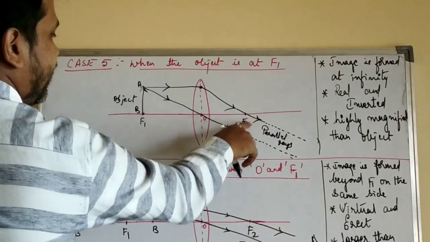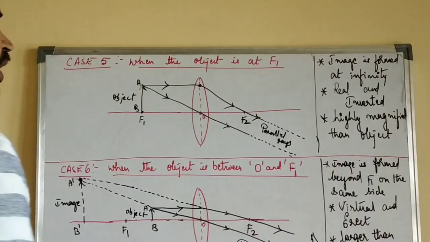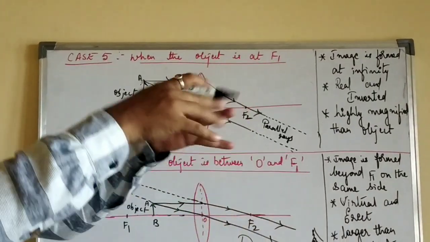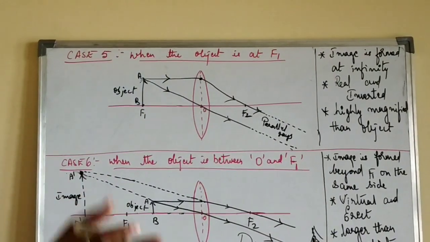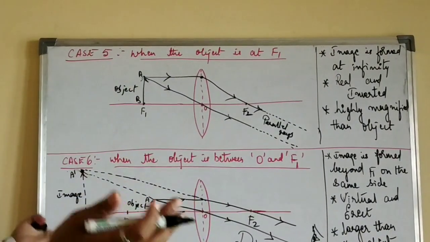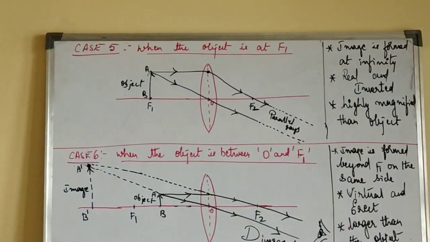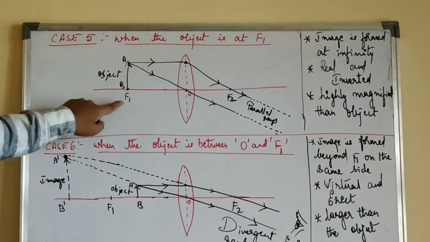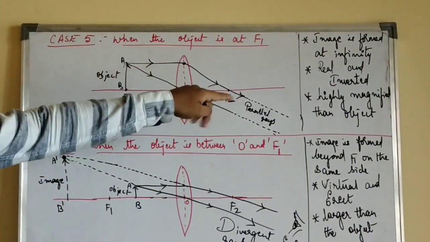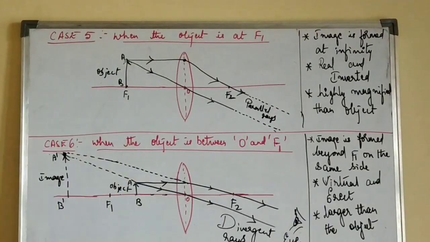Now, these two rays are parallel rays. So when these parallel rays will meet, we don't know. It might extend to infinity. So at infinity, you are getting the image. That's why we have mentioned the dotted line. So at infinity, the image is formed. So when the object is at F1, the image is formed at infinity on the other side of the lens.